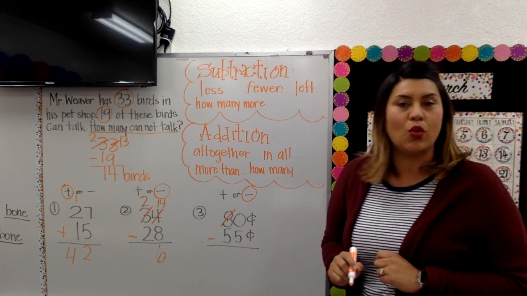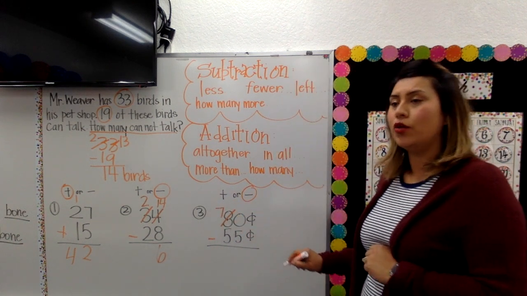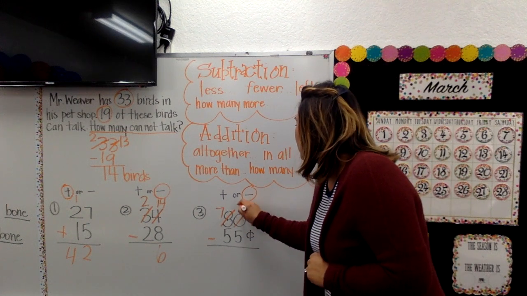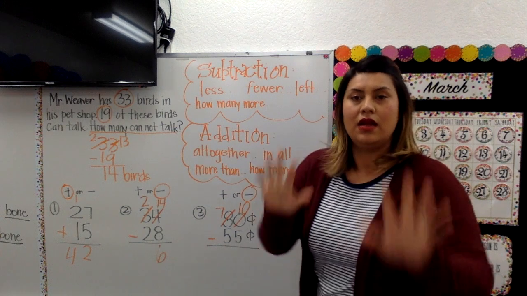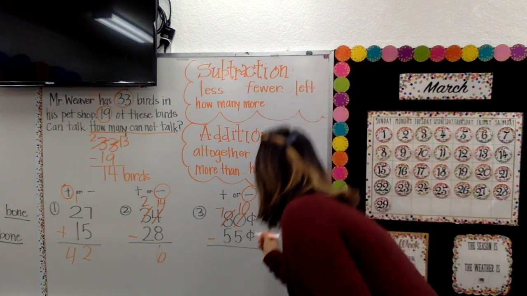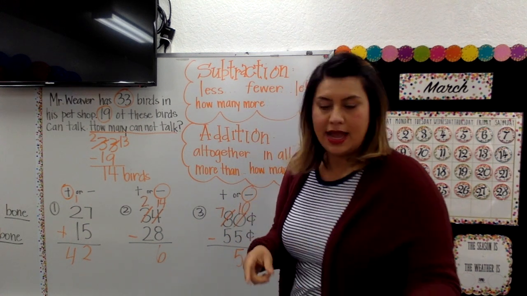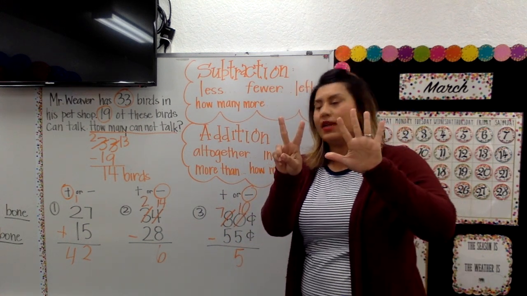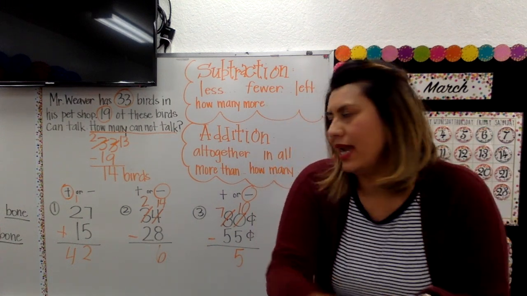Our 8 becomes what, Jaden? 7. Our 0 becomes what, Doc? 10. Ion, what is 10 take away 5? 5, good job. And David, what is 7 take away 5? Yes, that's right, 2.